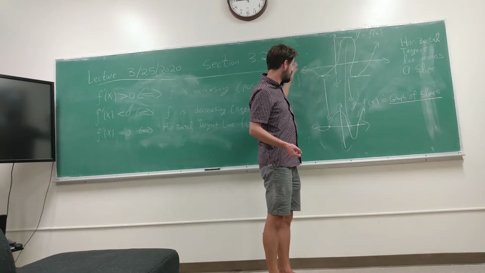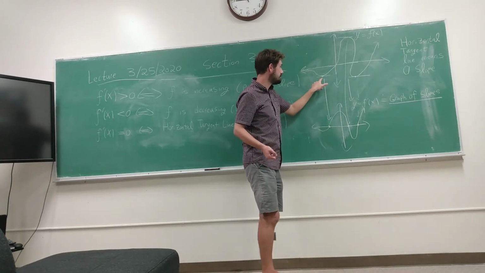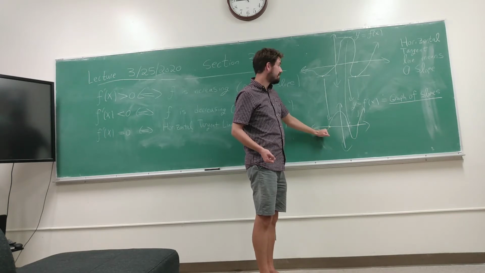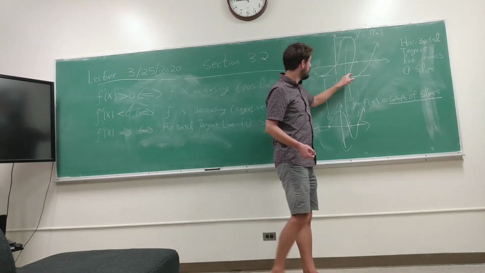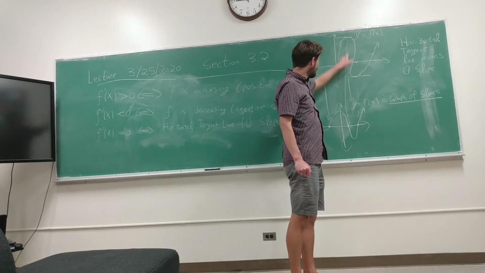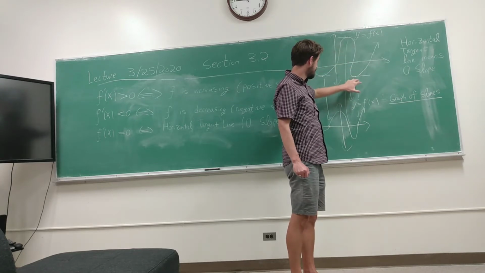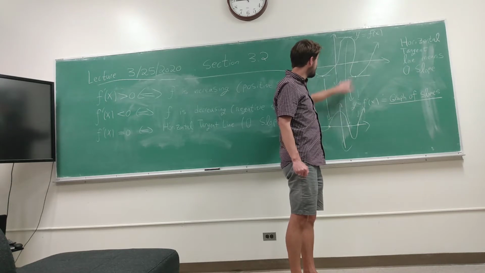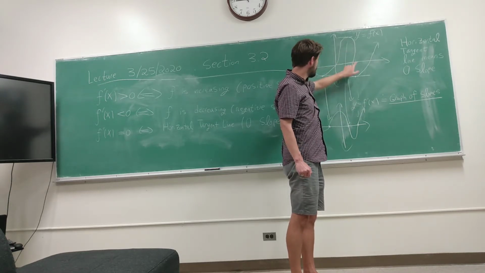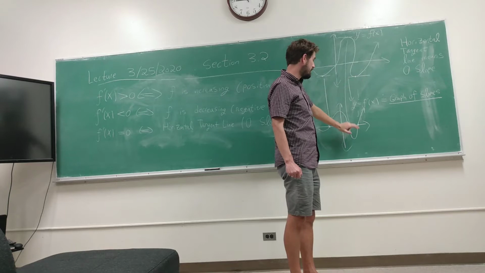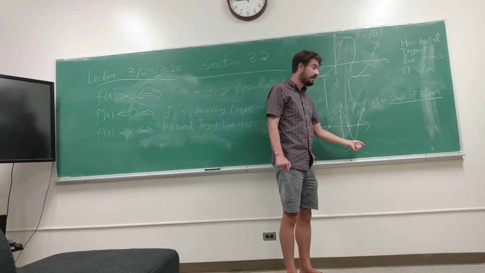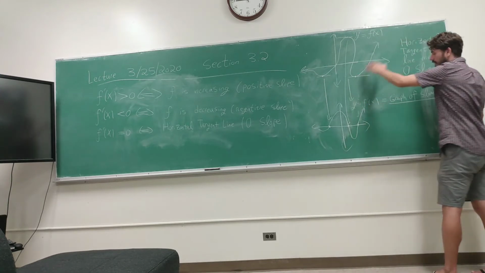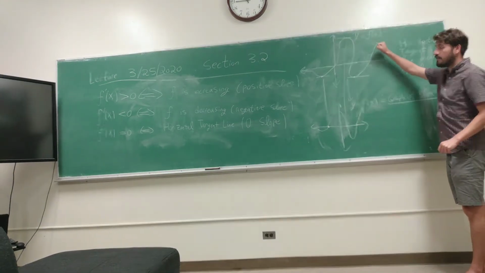Here, from minus infinity to this horizontal tangent line, the function is decreasing, so the slope is negative. From this horizontal tangent line to the next horizontal tangent line, again, the function is decreasing, so its derivative is negative. And beyond this horizontal tangent line, the derivative is positive because the function is increasing.